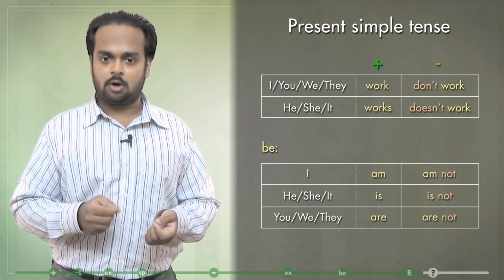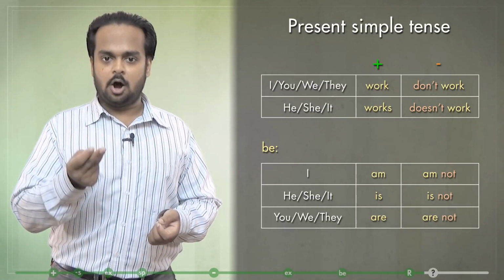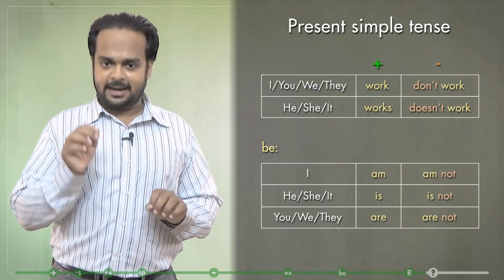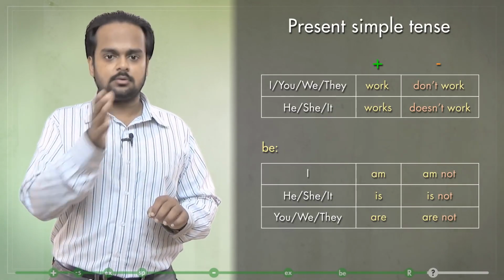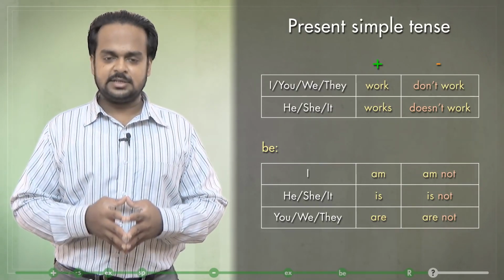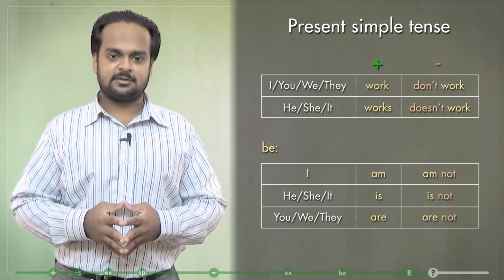First, it has 3 forms: am, is, and are. And second, it has no helping verb. So to make negative sentences, you put not right after it. All right, it's now time for the test to see if you can make present simple tense sentences correctly.